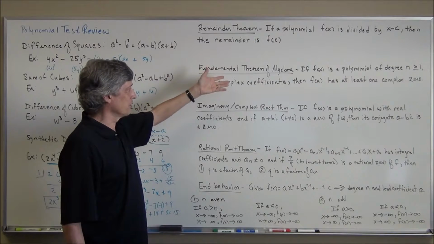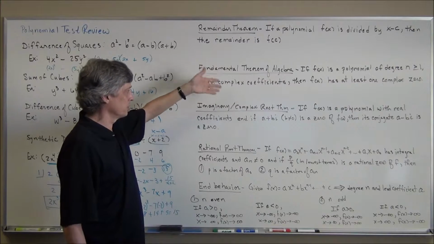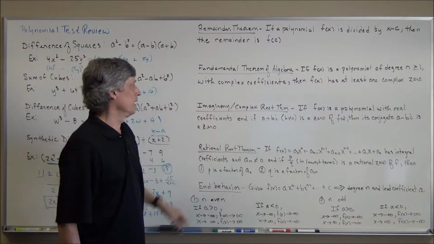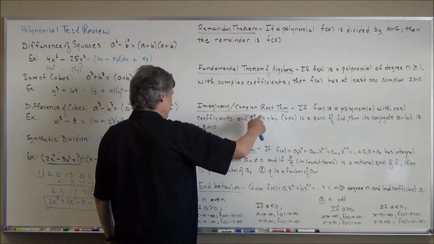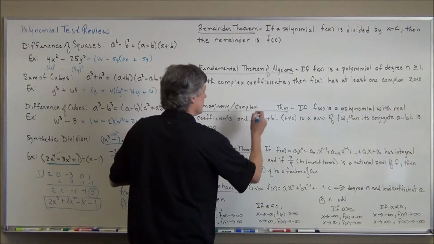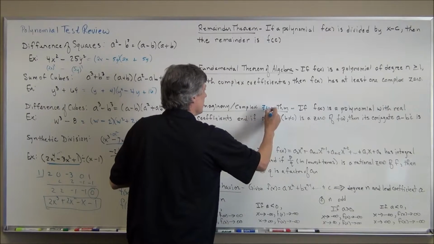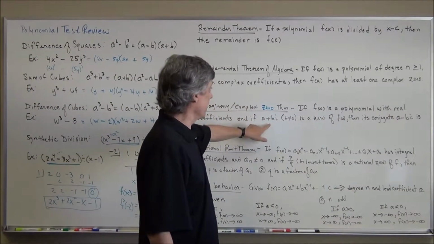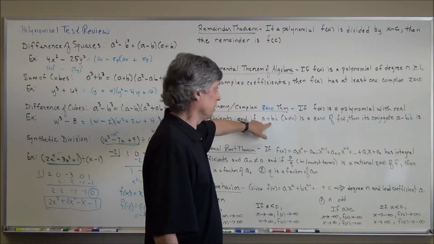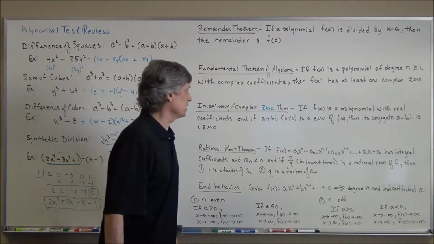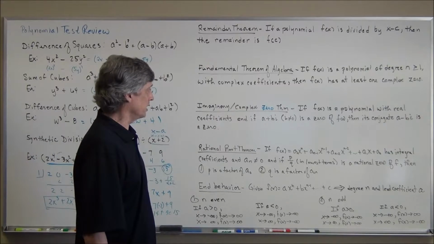So, you know, the higher the degree, the more possible zeros you have, including the idea of multiplicity. Imaginary and complex root theorem. The complex root theorem, or maybe I should call it the complex zero theorem here. The theorem says that if f of x is a polynomial with real coefficients, and if a plus bi is a zero, then a minus bi is a zero. It's the complex conjugate.